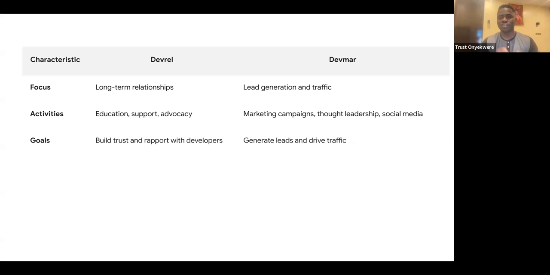So developer relations focus is on relationships with developers. How do we keep developers coming back? How do we keep developers liking our product and service? How do we keep developers in our ecosystem? That is the focus of DevRel.